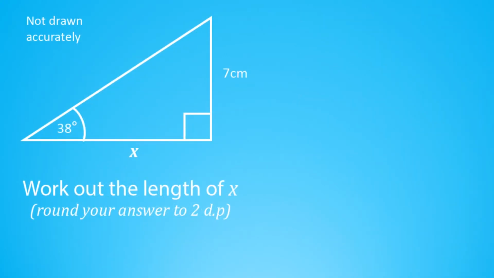Work out the length of x and give your answer to 2 decimal places. Okay, so we have a right angled triangle. We've got one angle and one length. So that tells us we're going to be using trigonometry, or SOHCAHTOA, you might know it as.